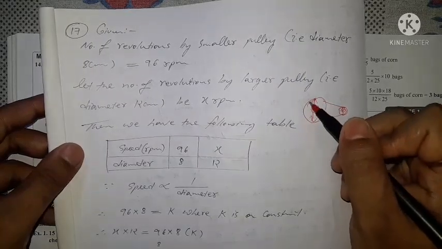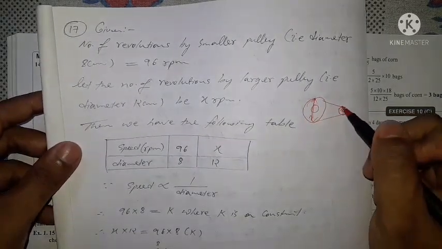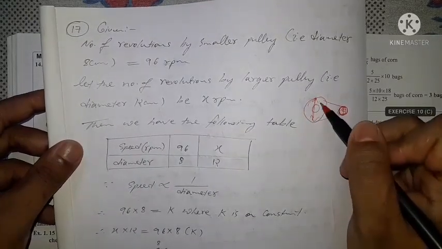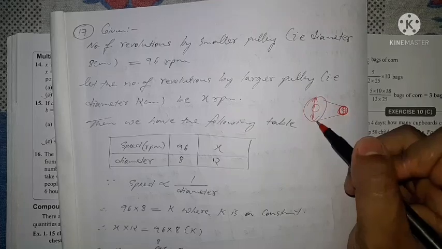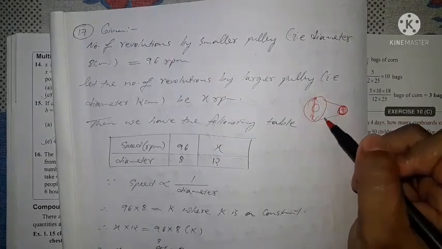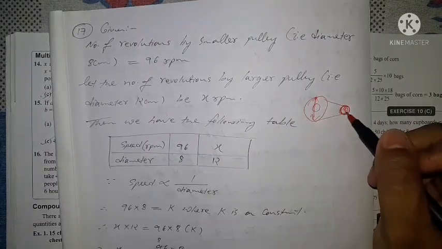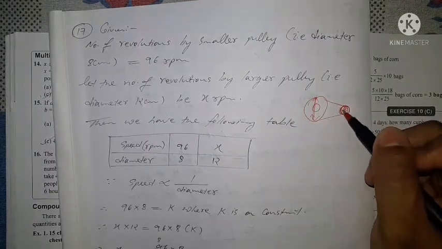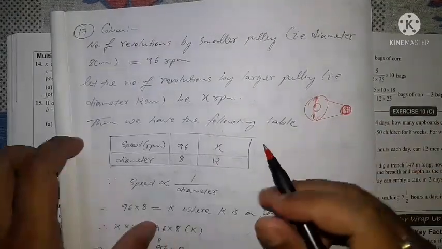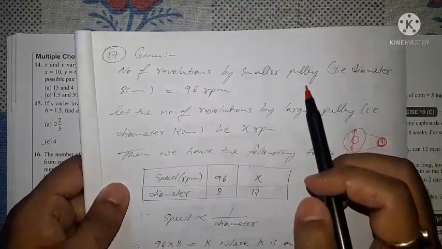Now obviously the number of revolutions for the smaller pulley will be more than the number of revolutions for this larger one. Suppose for example, if the larger one revolves one time, then the smaller will revolve at least 4 or 5 times. So the number of revolutions for the smaller pulley will be more than that of the larger one in this case.